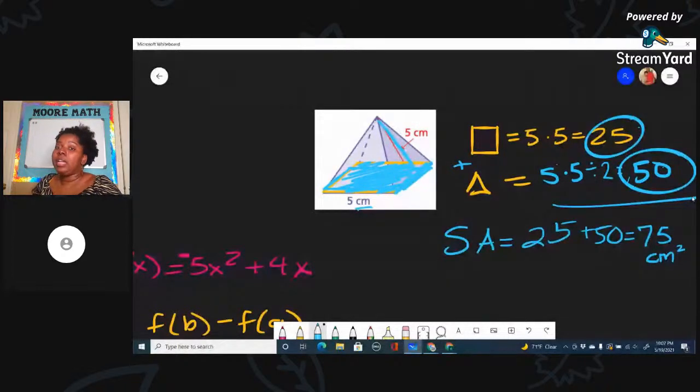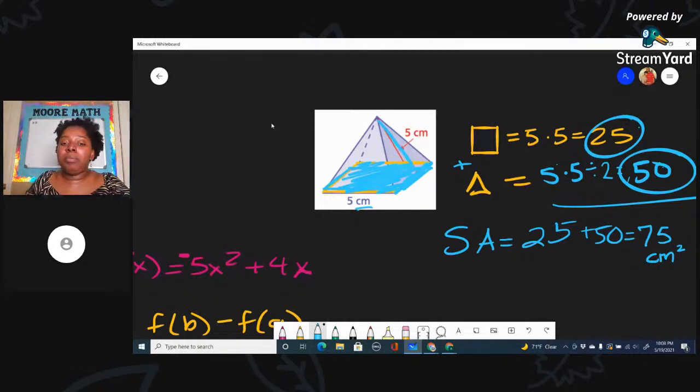Awesome. Okay. So you were so close. You were like right there, right? You had the 50. That means you got all the triangles. What did we leave out? The 25. Yes, the square. Okay. So what you want to do is just double check.